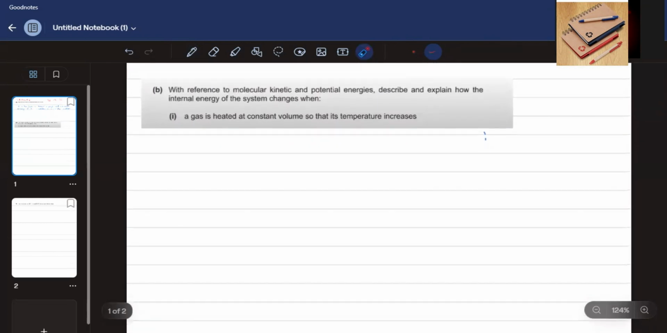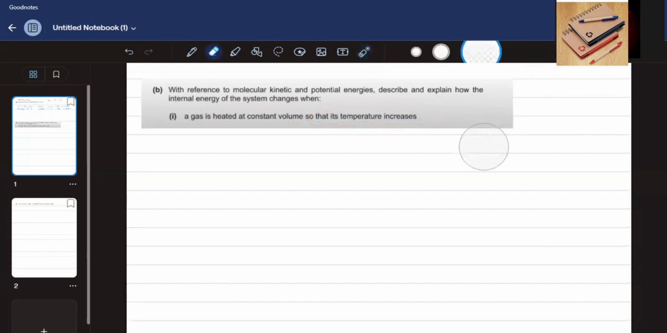It says that with reference to the molecular kinetic and potential energy, describe and explain how the internal energy of the system changes when a gas is heated at constant volume so that its temperature increases. Just focus on this part of the question. It says that the temperature increases.